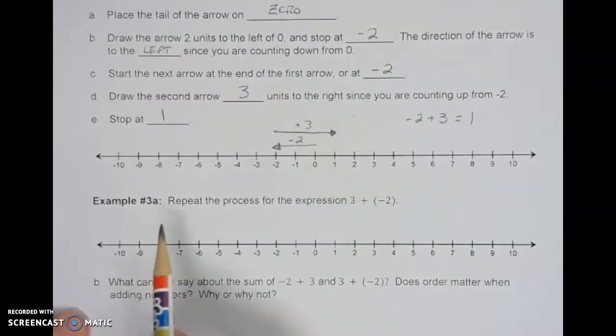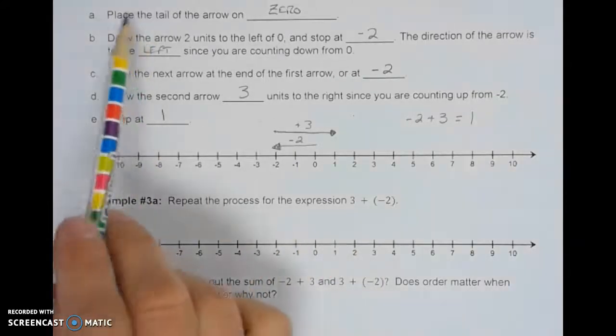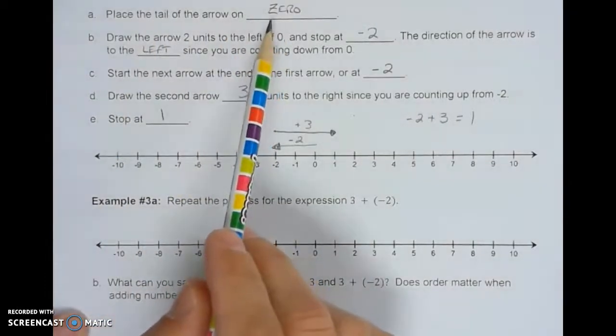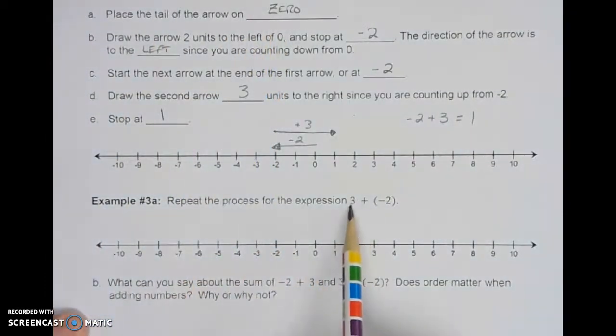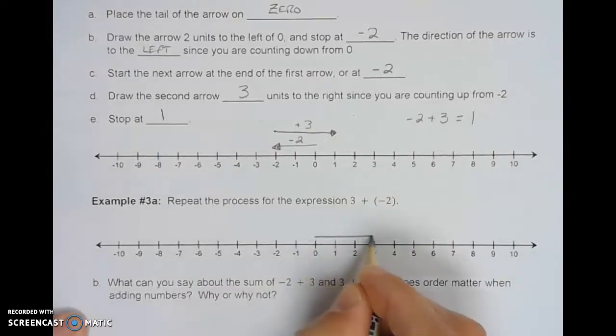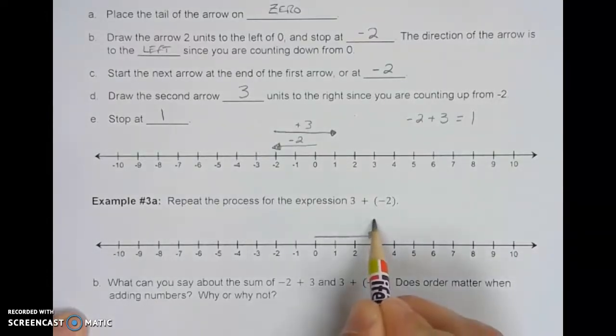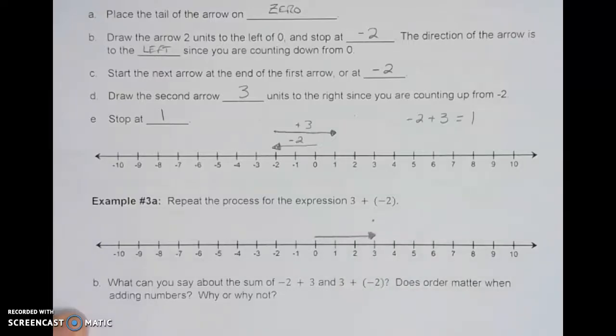In example 3a, we're asked to repeat the process for the expression 3 plus negative 2. Okay, so again, our first arrow is always going to start at 0. And this time, since the first number in the addition problem is 3, I'm going to move to the right 3 units. So let's go ahead and draw an arrow moving to the right 3 units, stopping at 3. Our second arrow is going to start where our first arrow ended, so I'm going to just put a little dot where my next arrow is going to begin.